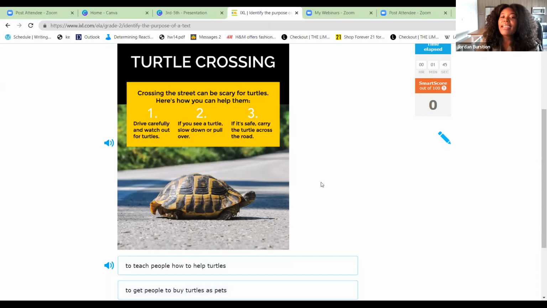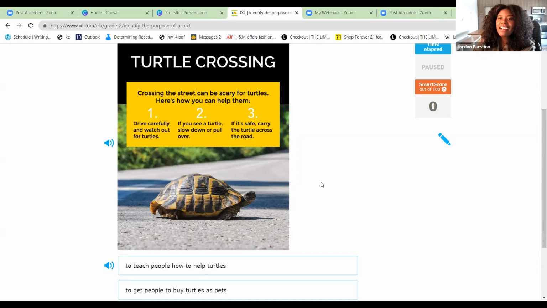Okay. Emery, have you read the words that are on the poster yet? No? Okay. Take a moment and try your very best to read the words that are on the poster. Oh, you say one now. Okay. To teach people how to help turtles. All right. I agree, but I still am going to read the flyer for us together.